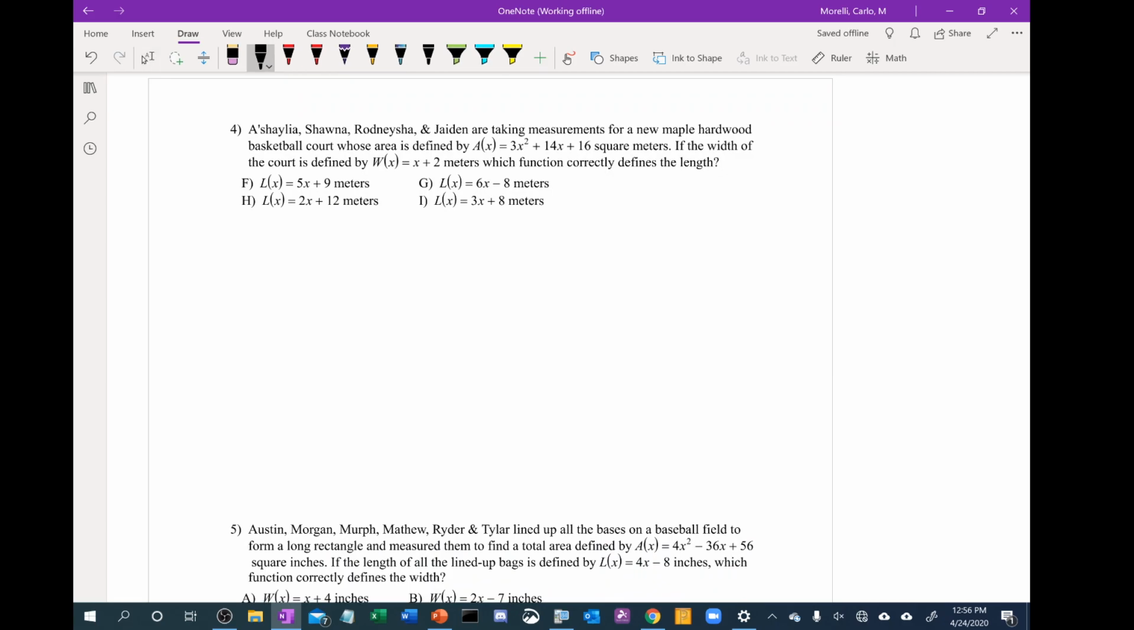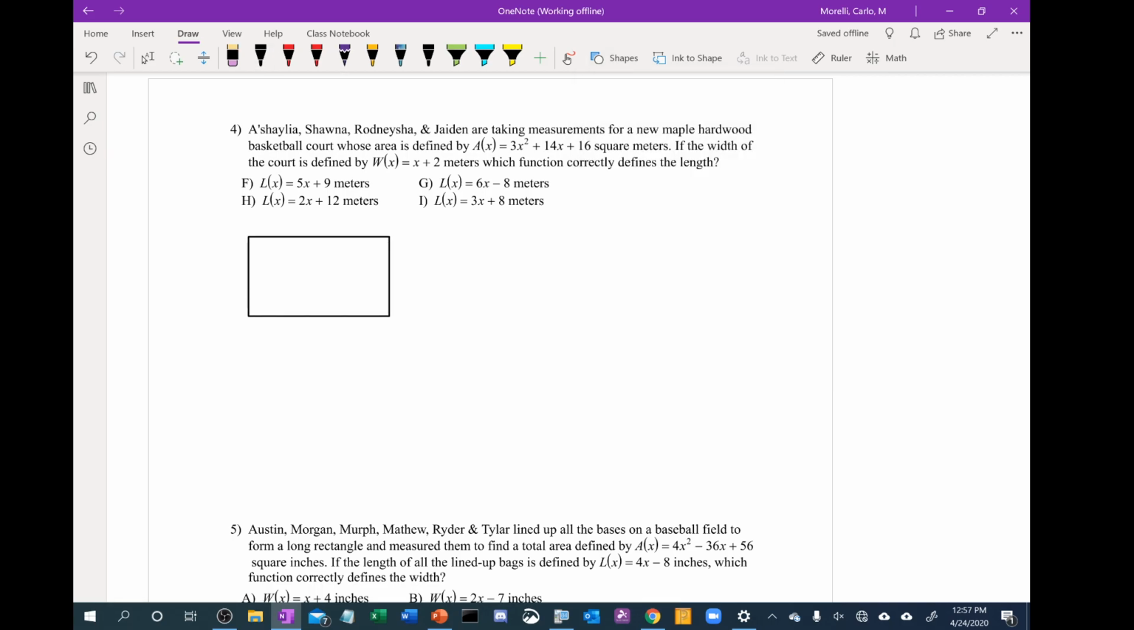On to number 4. Ashayla, Shauna, Rodnisha, and Jaden are taking measurements for a new maple hardwood basketball court whose area is defined by A of x equals 3x squared plus 14x plus 16 square meters. If the width of the court is defined by W of x equals x plus 2 meters, which function correctly defines the length? Again, we start with a picture.